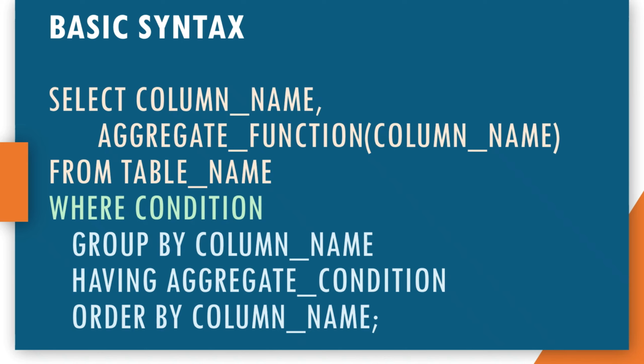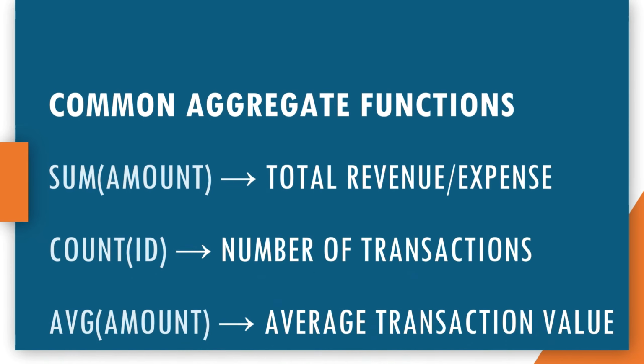HAVING works after grouping. WHERE filters individual transactions before grouping, while HAVING filters summarized results after grouping. This distinction is very important in financial reporting. Think of WHERE as filtering journal entries and HAVING as filtering financial statement totals.